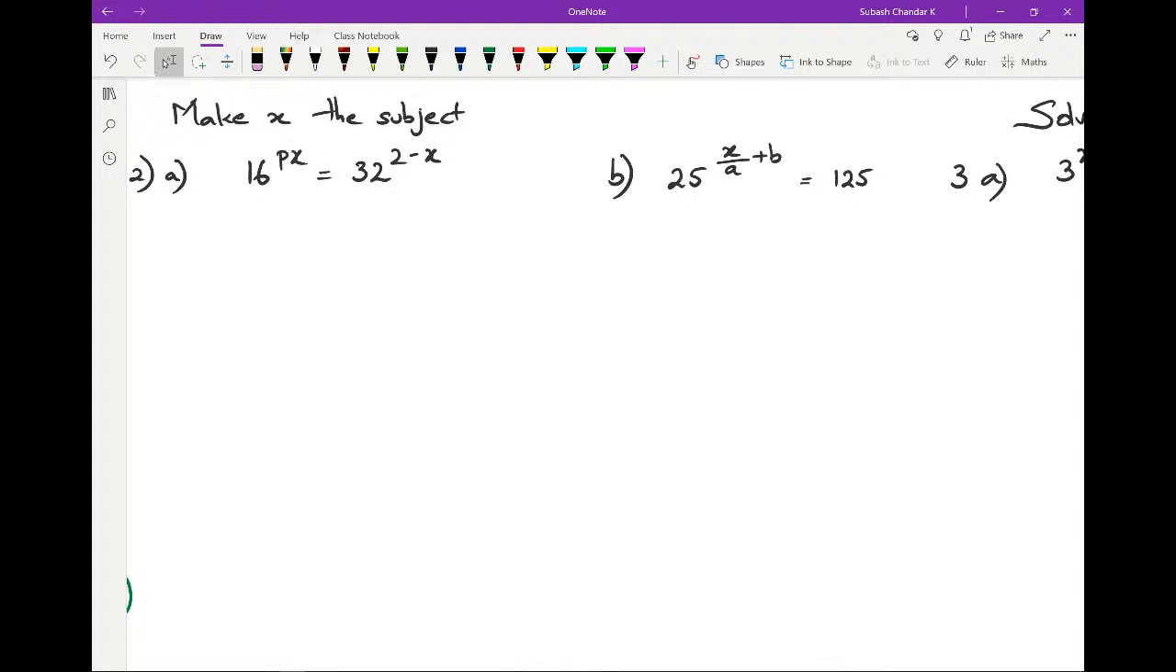So question 2a, basically we've got to make x the subject. So notice the numbers here. The numbers you've got here are 16 and 32. Now, this particular question, there's actually 2 ways you can do this. You can actually use logs, but you could also do it just by writing with index as well.